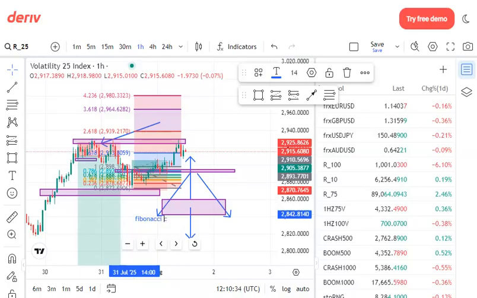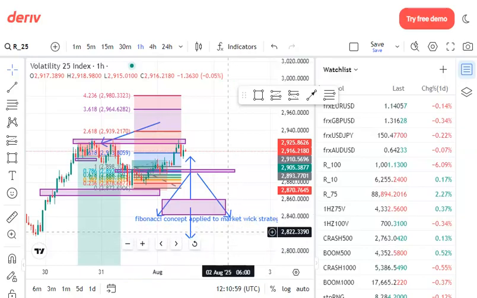Fibonacci concept applied to market wick strategy. So I'm going to copy this and make it the title of this video.